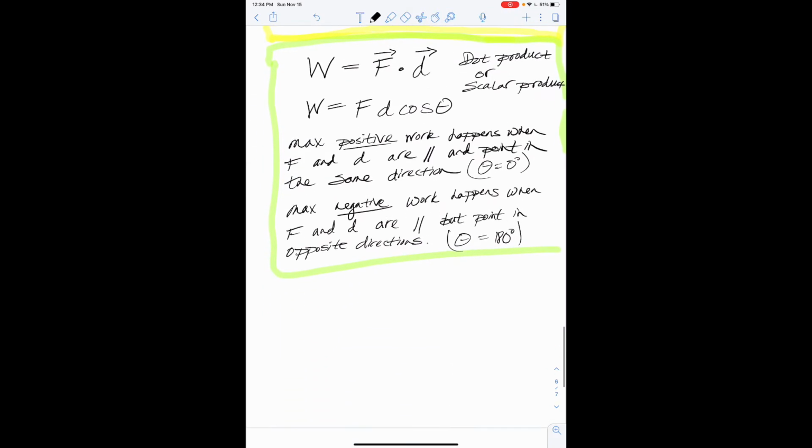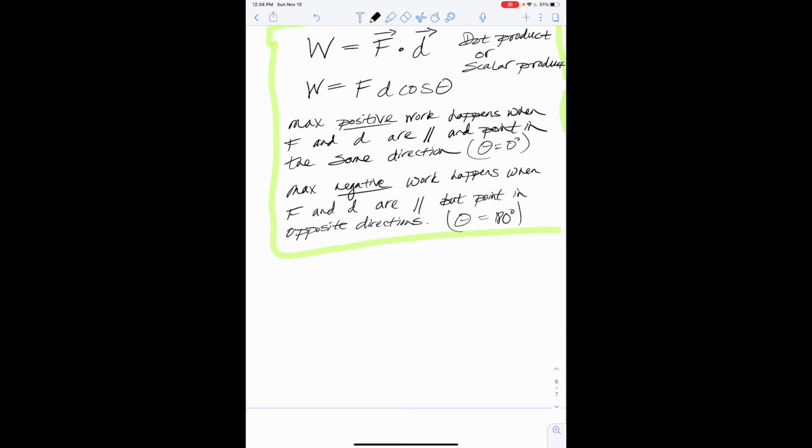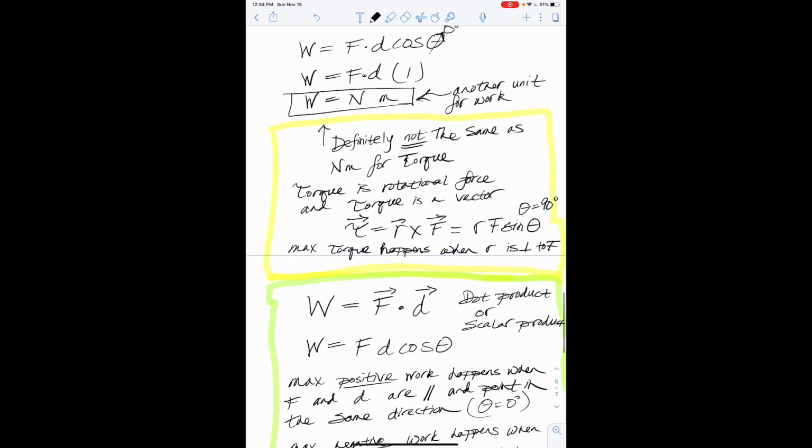And so if we draw this, just very simply, theta is the angle between F and D. Notice we put F and D tail to tail. And that's similar to what we did for torque. Remember we always had R, and then we had maybe F out here, and they were tail to tail. And here was our axis of rotation.